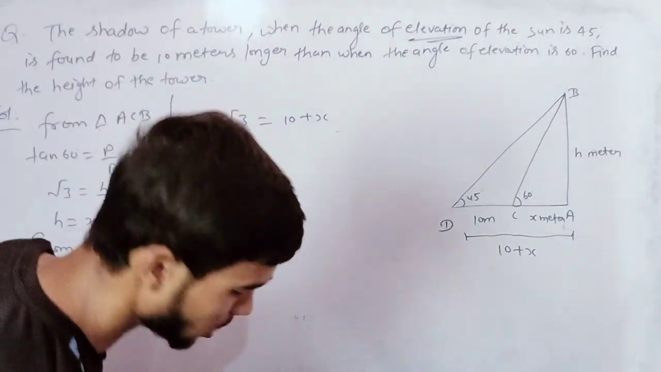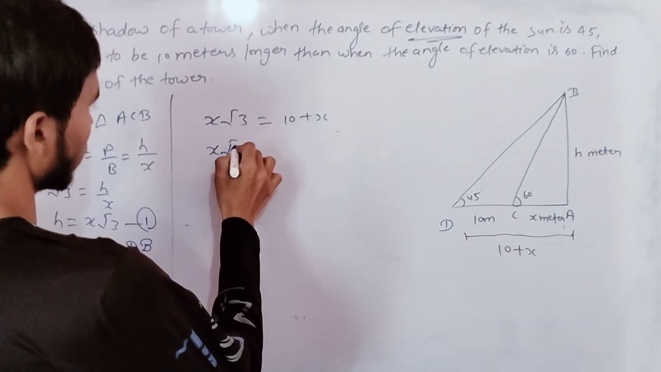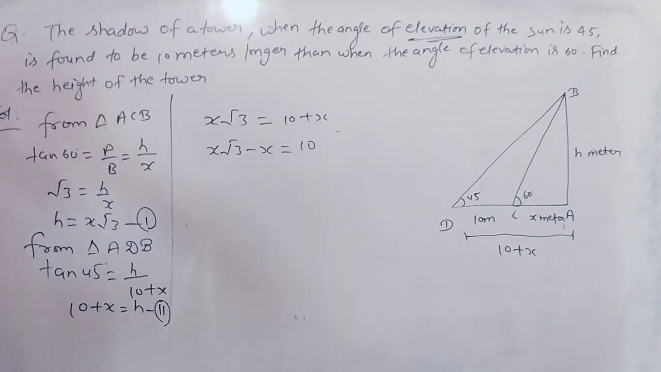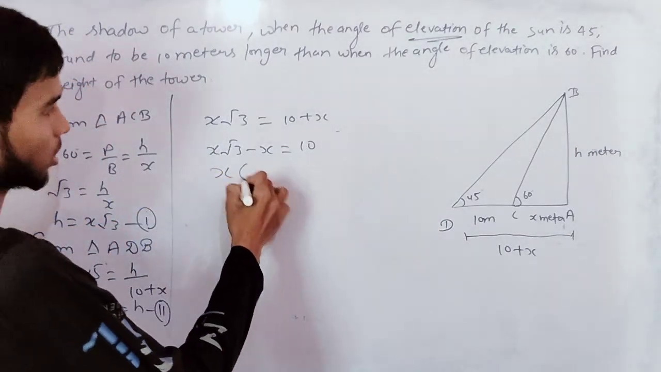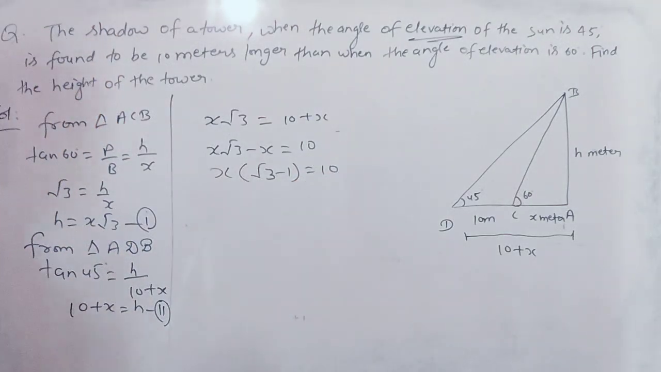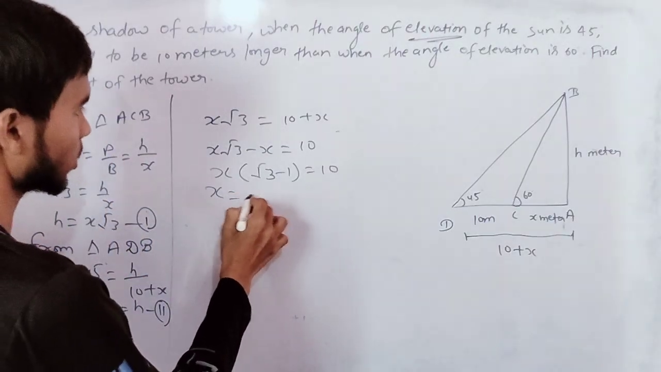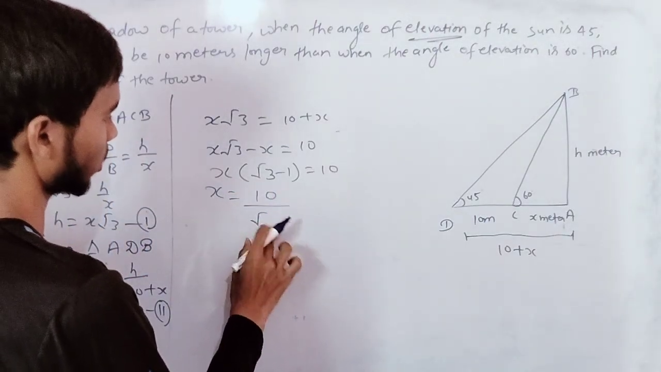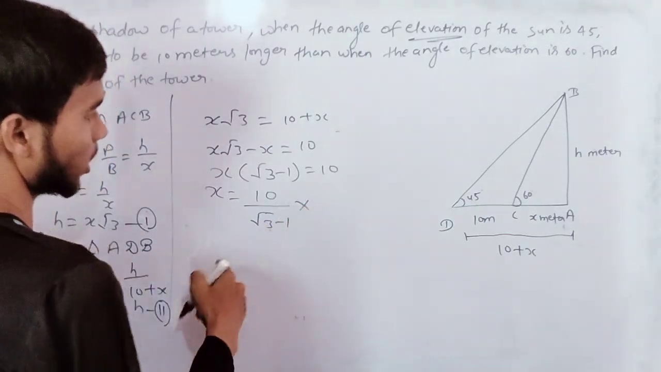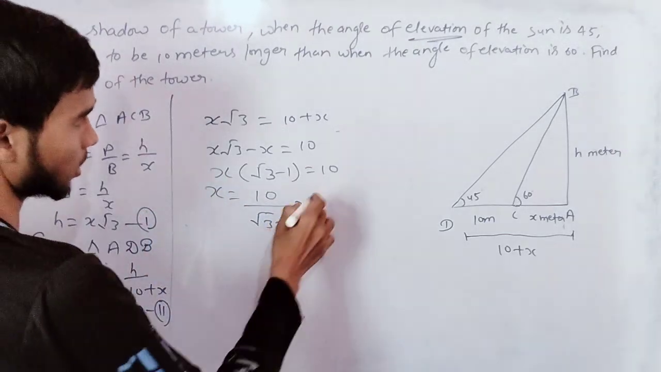Now the next thing we can do is that x root 3 minus x is equal to 10. x is common. x times root 3 minus 1 is equal to 10, isn't it? What else? x equals 10 upon root 3 minus 1. And now we will do rationalization.